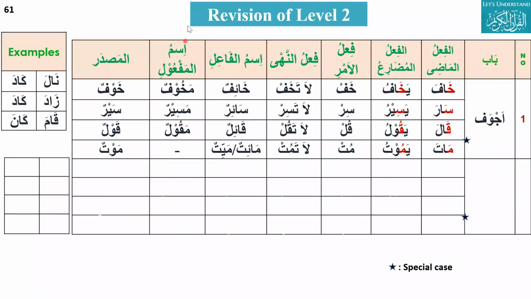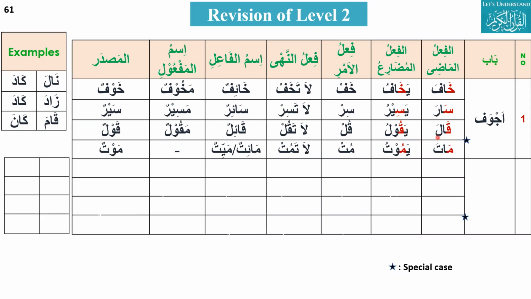So then we started level 2, chapter 1, Bab Ajwaf. Let me ask Ibrahim Asif. Assalamu alaikum. Wa alaikum assalam, ya Ibrahim. Go ahead. Level 2, Bab Ajwaf. Ajwaf means central. Pattern 1: Khafa Yakhafu, Alif remains Alif. Pattern 2: Sara Yasiru, Alif changes to Ya. Sara means he traveled. Pattern 3: Khala Yakhulu, Alif changes to Waw. Qala means he said.